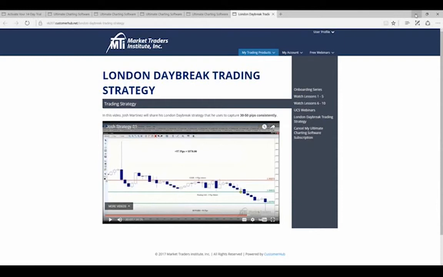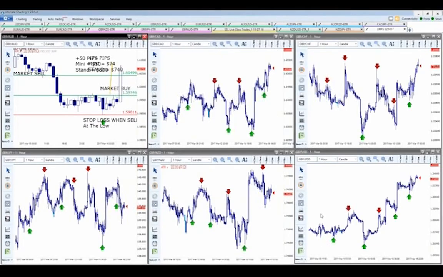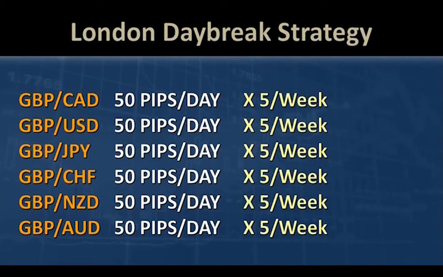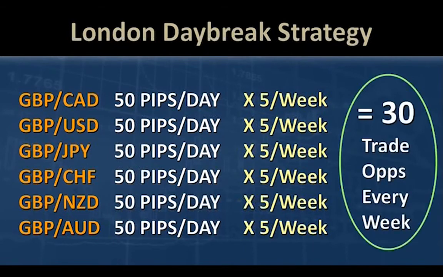So what I'm going to do is I showed you here the London daybreak trading strategy. 50 pips per currency per day is what we're going after. In that video, Josh will go into more detail. He'll explain to you maybe there's some days you might or may not want to take this. But the neat thing about this is that it gives you 5 times a week on each one of these currency pairs, or 30 trade opportunities each and every week to take advantage of this. Now, the thing I have to ask everybody before we go into the manual analysis is, how many of you think that you'd be able to get at least 1 or 2 of these each and every week out of all these trade opportunities?